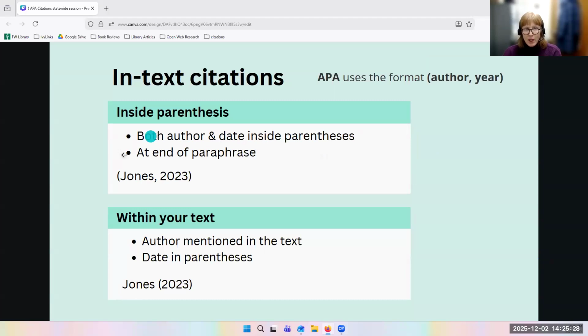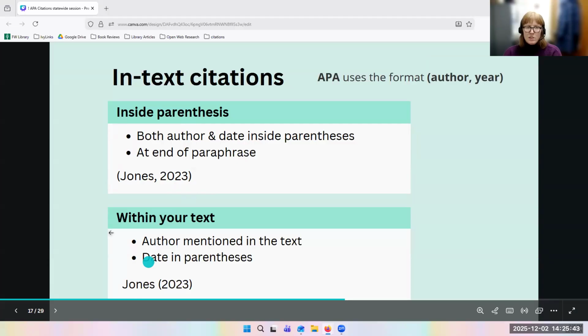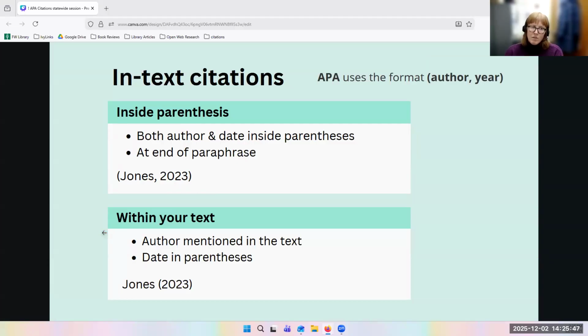You can do that a couple ways. The first is inside parentheses together, just like this, Jones, comma, 2023. This would be at the end of your paraphrase or the end of a quote, right? You could keep it all together. You can also, inside your text, mention the author. And if you mention the author, you can just include in parentheses the date. So that's only two things you need when you're paraphrasing, the author and the date, okay?